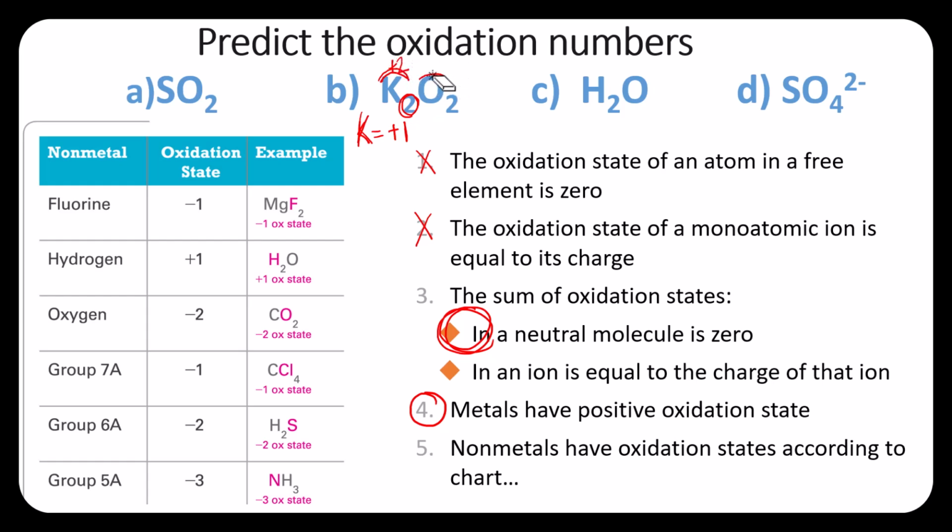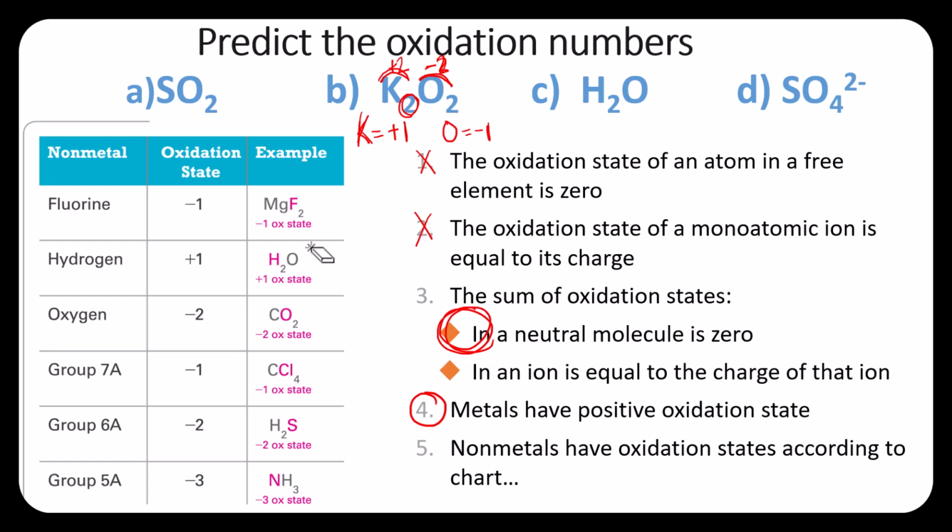I have oxygen now. Oxygen needs to be whatever to make sure that this molecule is neutral. When I add them together, it equals 0. That's the most important rule. So that tells me that oxygen in this case has to be a -1. There's 2 of them. So when we bring oxygen total to the table, that is a -2, and it neutralizes the potassium. So potassium has an oxidation state of +1. Oxygen has an oxidation state of -1.